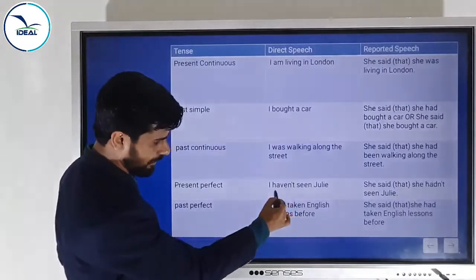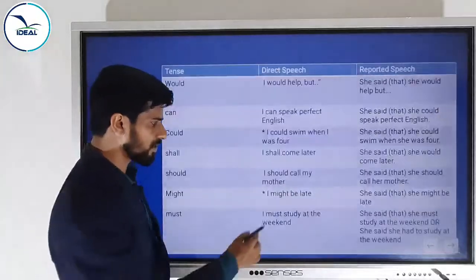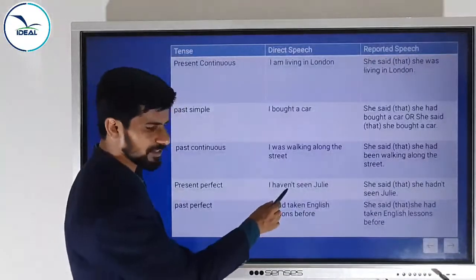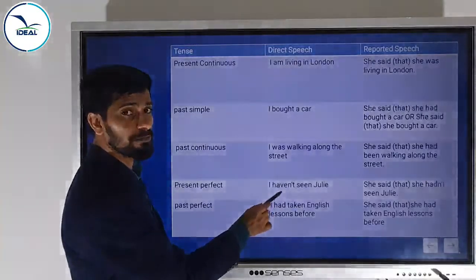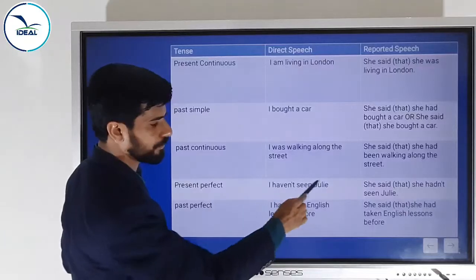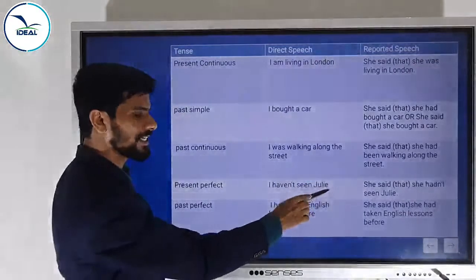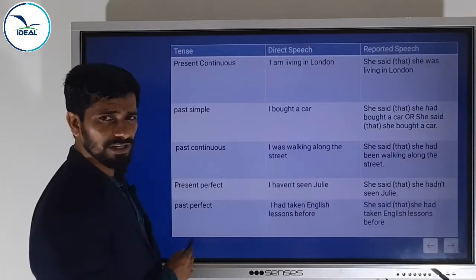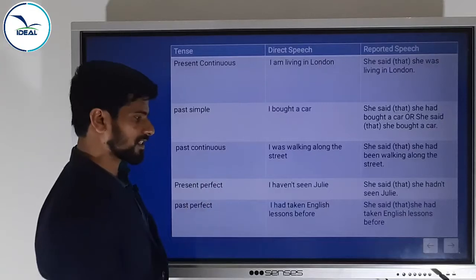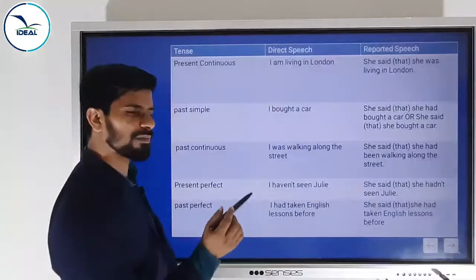The word haven't denotes this. From have, we can understand this is in present perfect tense, so we will convert it into past, making haven't into hadn't. She said that she hadn't seen Julie. And past perfect, of course, is past perfect itself. There is no more past beyond it, right? So a past perfect will remain past perfect.